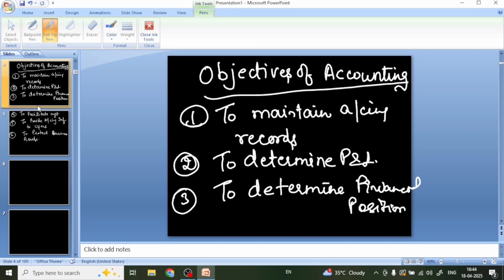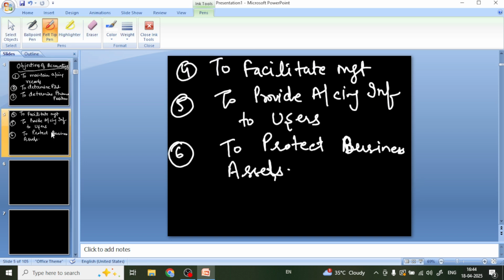And after that, the third main objective of accounting is to determine the financial position. The financial position will be determined from the balance sheet, which is relevant for the users of financial statements, as is the income statement, the profit and loss account in case of companies. And after that, to facilitate management: the management often needs financial information for decision making, effective control, budgeting, forecasting. So accounting provides financial information to help the management in determining the functions of business.